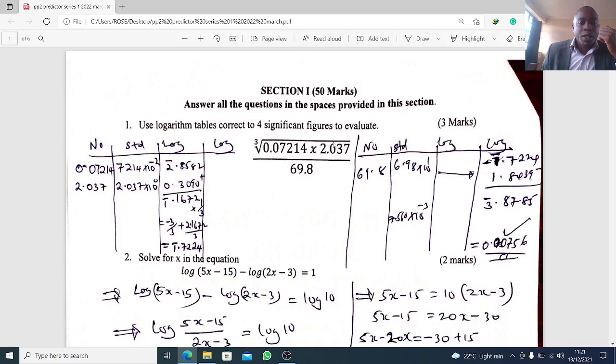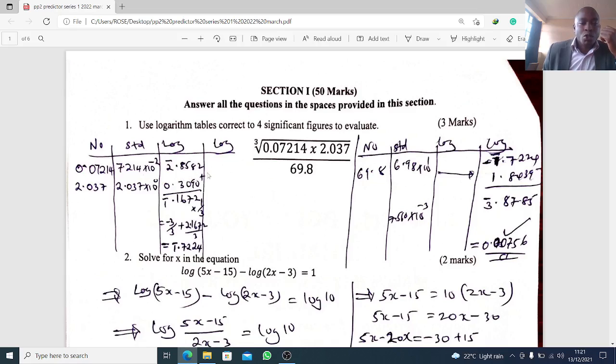You also bring this number 2.037 into standard form. It will be 2.037 times 10 power 0 because you have not moved to another point. So the logarithm must start with this power, which is 0 point. Then you read the logarithm of 2.037 from the table. You find it to be 0.3090.